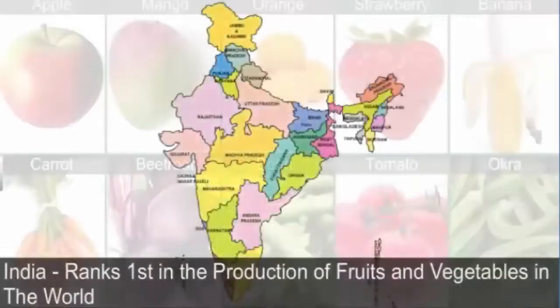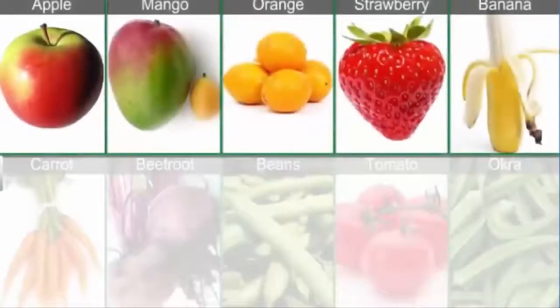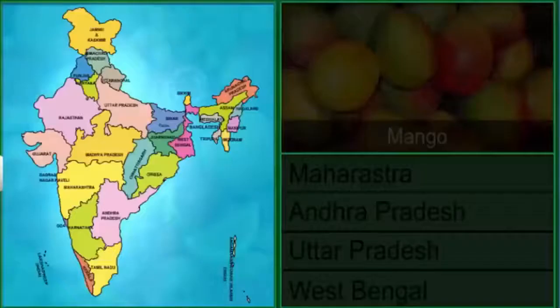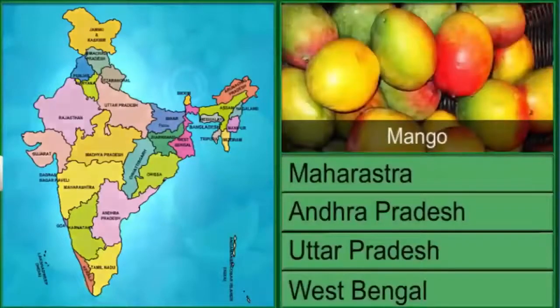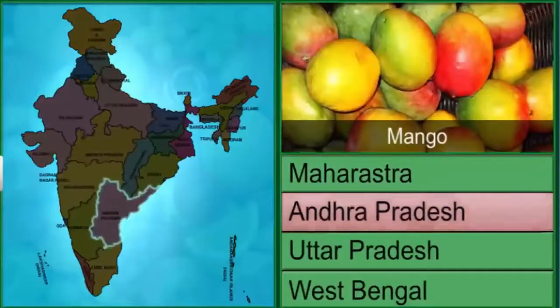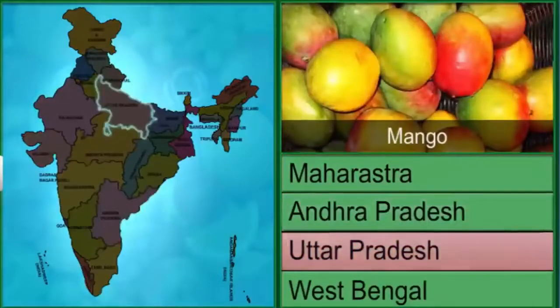India ranks first in the production of fruits and vegetables in the world. We produce nearly 10% of the total fruits and 13% of the total vegetables produced in the world. Some parts of India are famous for the fruits they produce. Next time you go to buy fruits, ask for mangoes from Maharashtra, Andhra Pradesh, Uttar Pradesh and West Bengal.